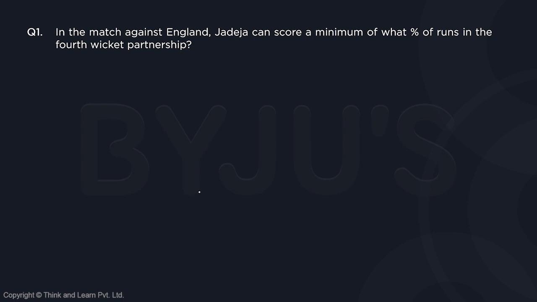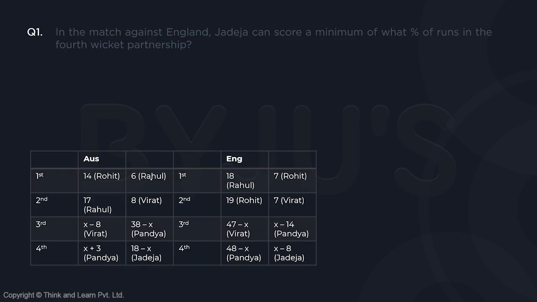In the match against England, Jadeja can score a minimum of what percentage of runs in the fourth wicket partnership? See, in this table, he is talking about what is the minimum percentage of runs that Jadeja could have scored. The point here is, when I look at all of these things, what can be the range of X?